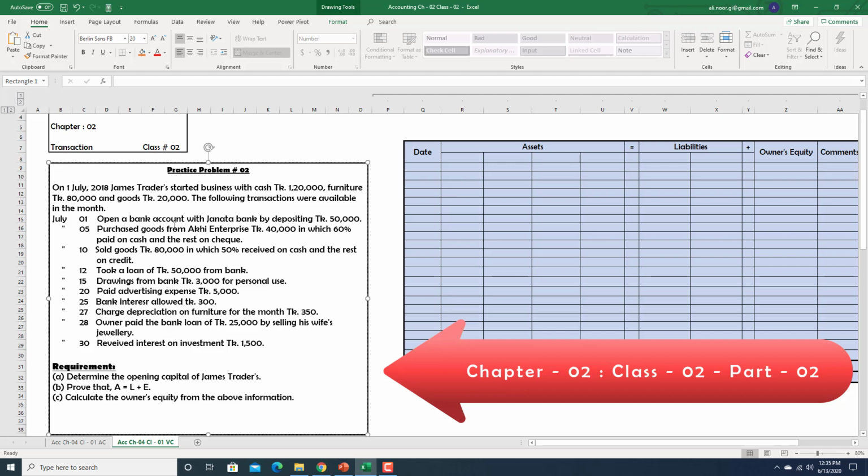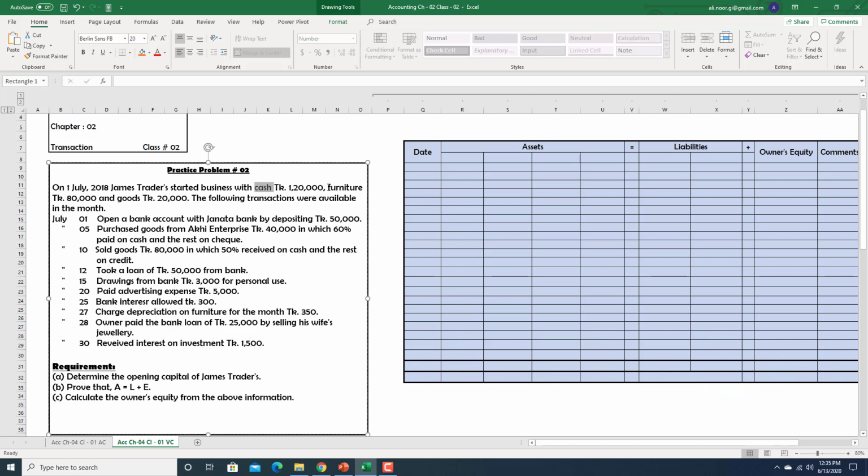Open a bank account. From the July 1 transaction, we have cash account and furniture account, and in another transaction on July 1 we have bank account. So we have 3 assets accounts already. Write them up: cash, then furniture, then bank.